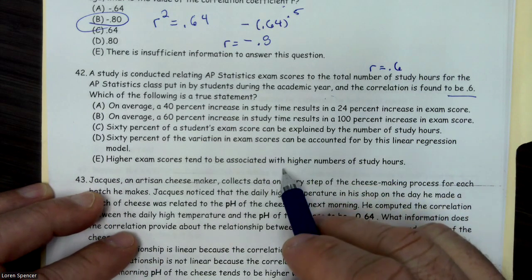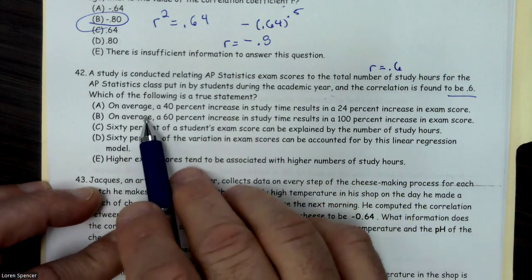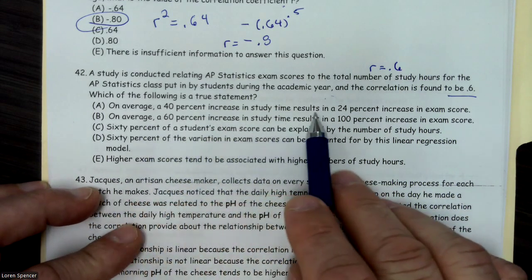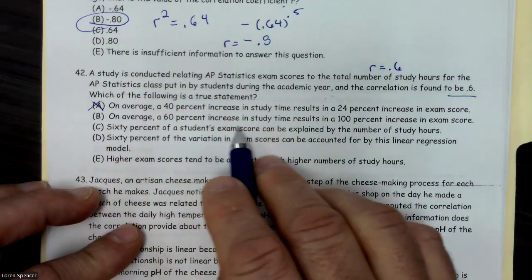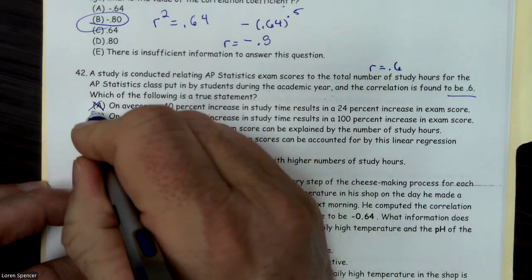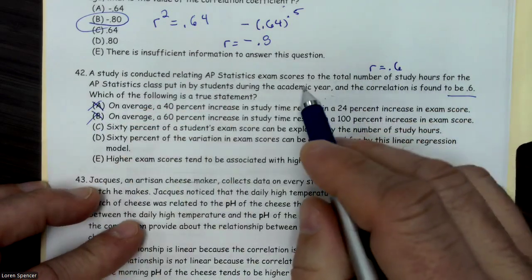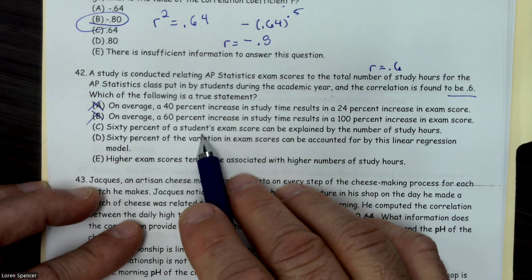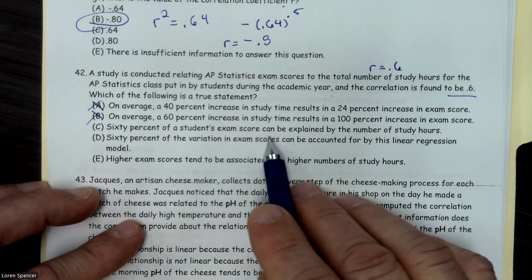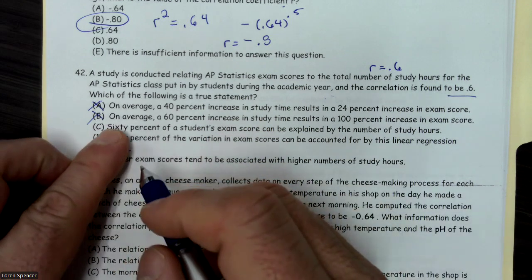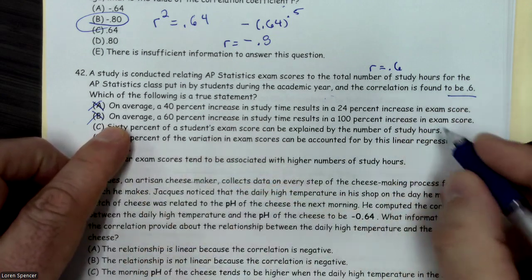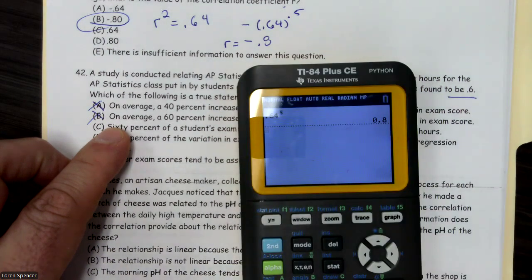On average, a 40% increased study time results in that? No. On average, a 60%? No. We can't tell that. It just tells the strength of relationship. It doesn't help us with prediction. 60% of a student's exam score can be explained by the number of study hours. That would be the definition of R squared, or the coefficient of determination.